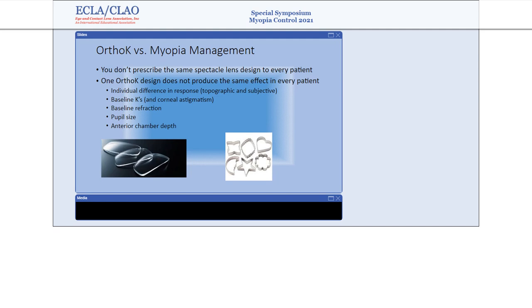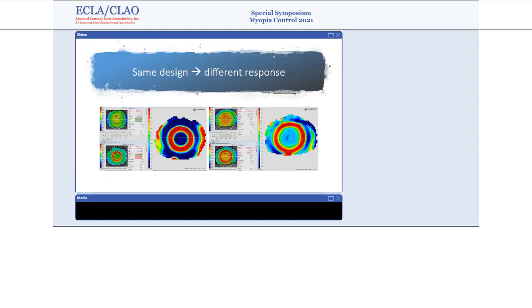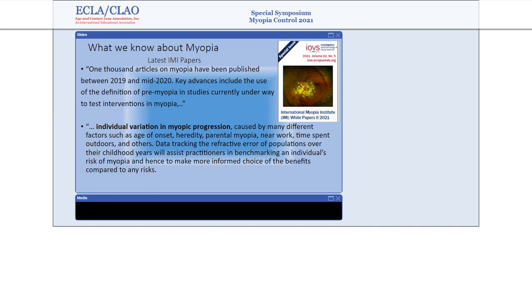There's significant individual differences in how people respond, both subjectively and with topography, and there are a number of things that affect that. So just for example, here's an OrthoK pre and post topography for two different patients wearing the same identical design lens. As you can see, the treatment zone and the so-called red ring is significantly different in size in each of these patients, where you have the same design with a different response in each patient.